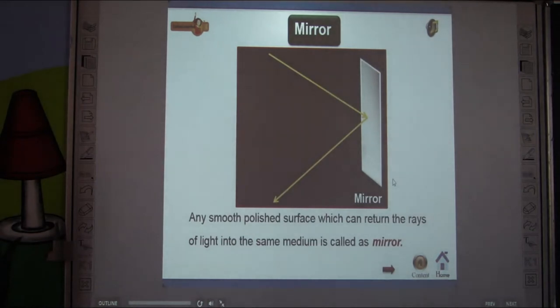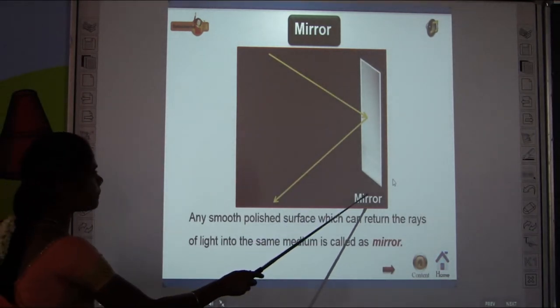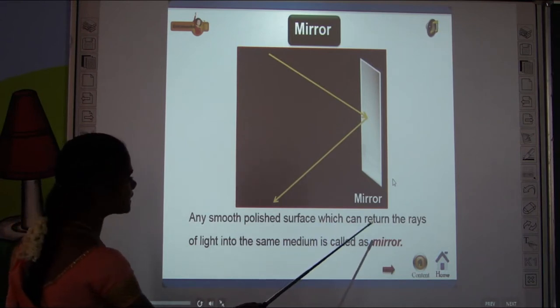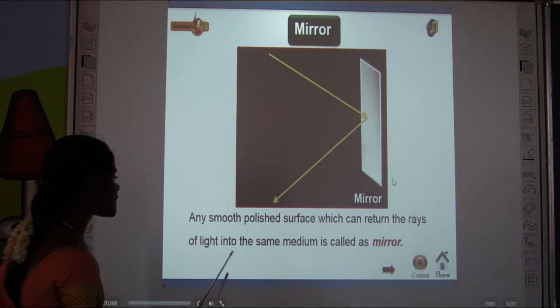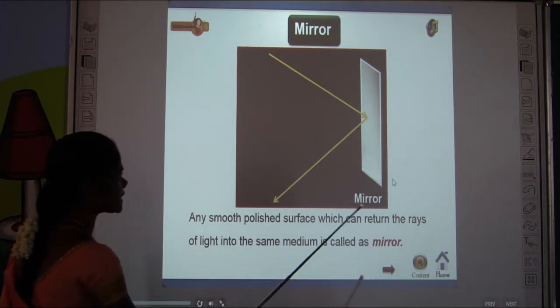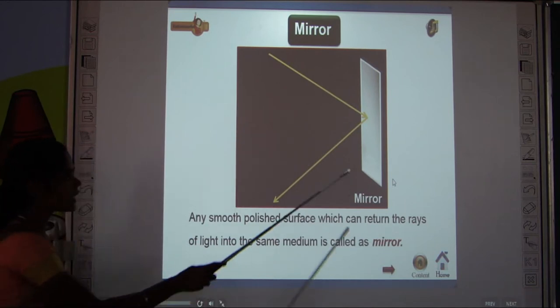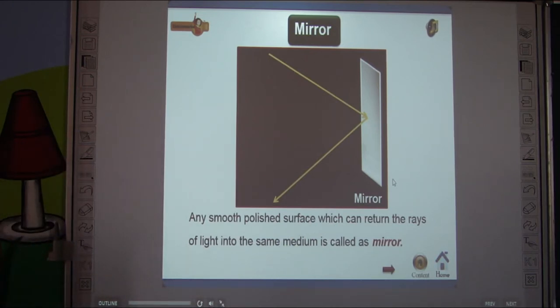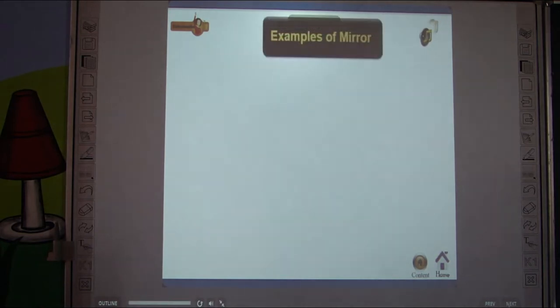See, look at the picture. This is a mirror. Any smooth polished surface which can return a ray of light into the same medium is called a mirror. So any shiny surface acts as a mirror. What is the use of a mirror? It can reflect the ray of light. So that is called a mirror.